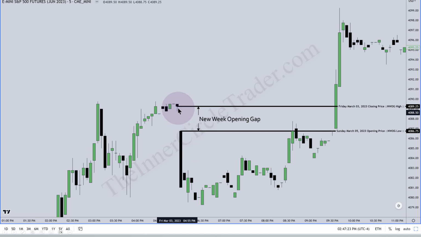Now, because Friday's closing price of that March 3rd, 2023 is above where we opened on the subsequent Sunday opening price, that means that Friday's closing price is the high of the new week opening gap. And then the opening price on Sunday is the low of this particular gap. If the roles were reversed, if we opened above wherever we closed on Friday, then obviously these labels would be diametrically opposed.